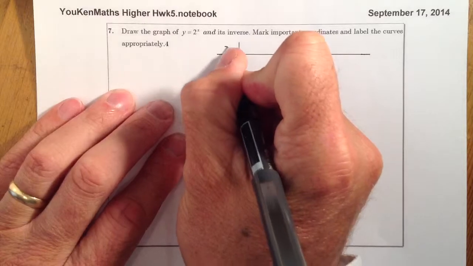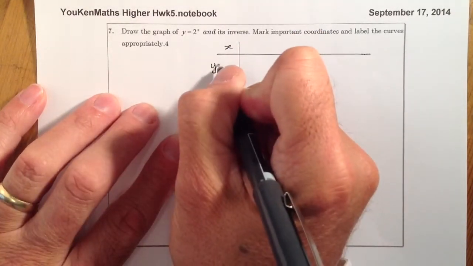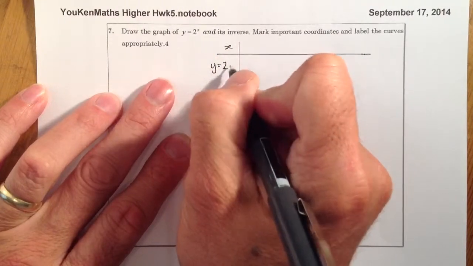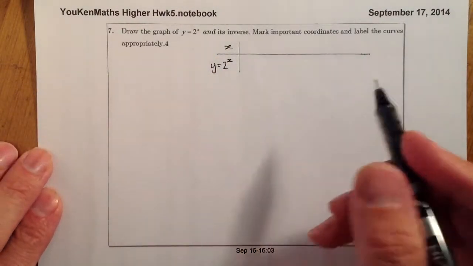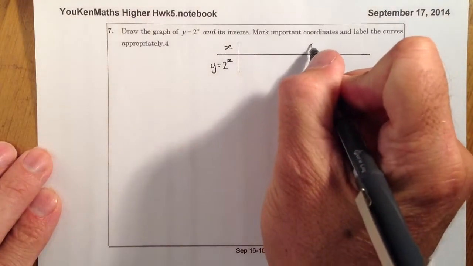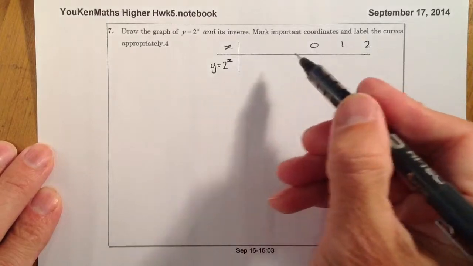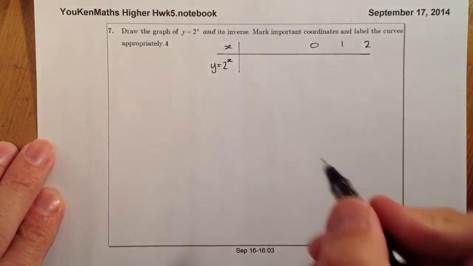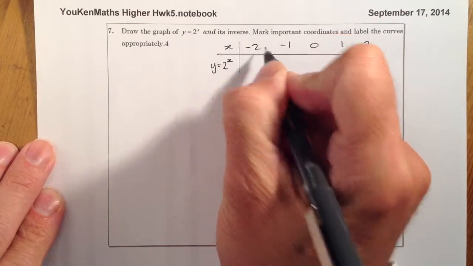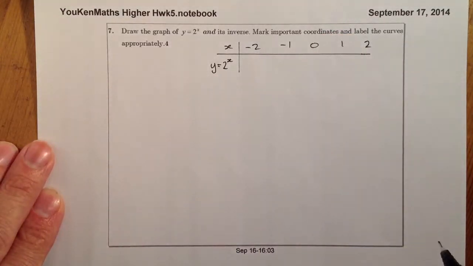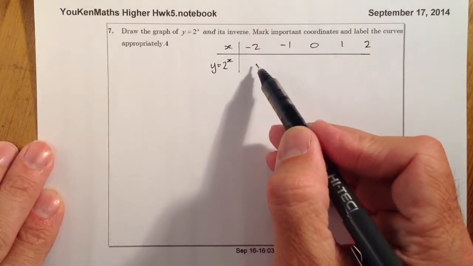So I'll have x values here, and on the bottom I'll have y values. And remember what the equation is, it's 2 to the power of x. So some values I could choose. I could choose 0, I could choose 1, and I could choose 2, and I'll put some negative values in once I've worked out these ones here. Okay, I'll use -1 and -2. So they'll give me my x coordinate, and when I work the y is equal to out here, that'll be my y coordinate.